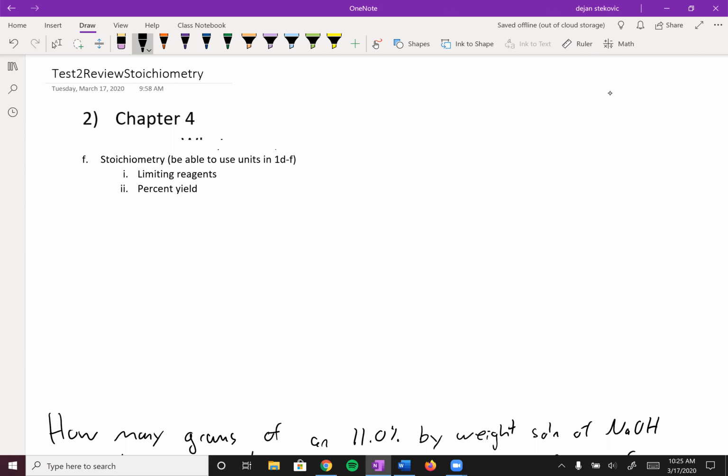All right, next up, we've got stoichiometry. There are two parts to this: using the units in 1D through F, like molarity and percent mass, and then the limiting reactant and percent yield. We're going to try using these units first and do some basic stoichiometry, and then we'll go on to that one. But it's all about unit conversion.